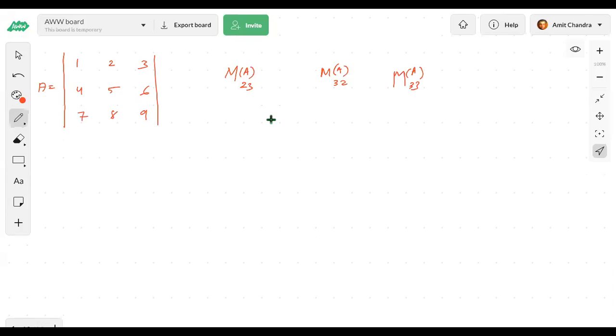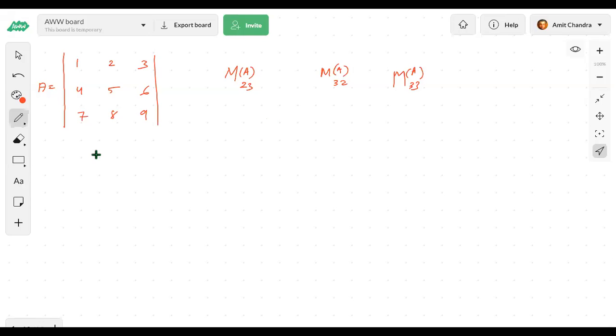Yes, determinant is only defined for a square matrix. Lakshya, determinant is only defined for a square matrix, because the way we are finding the determinant will only be applicable when the matrix is square. Okay, let's see.